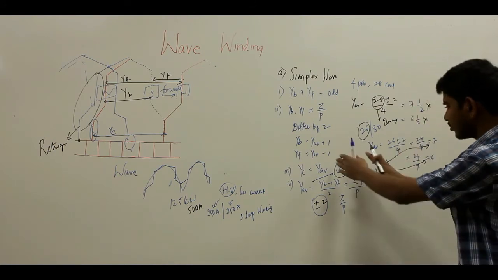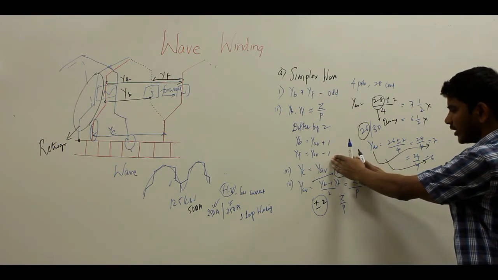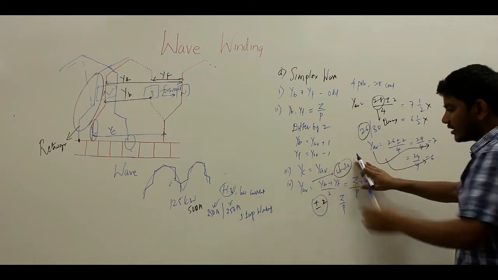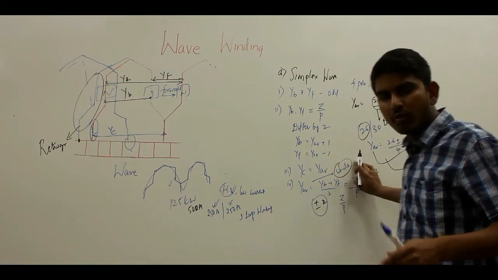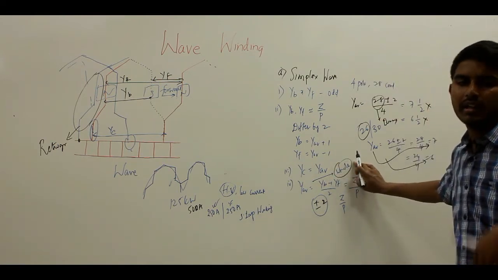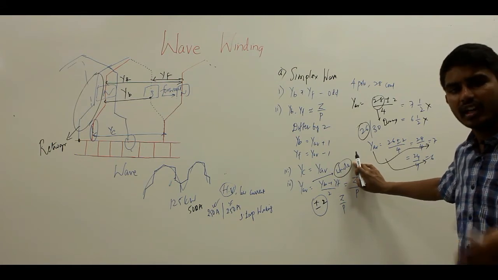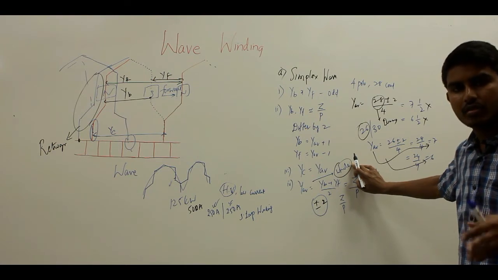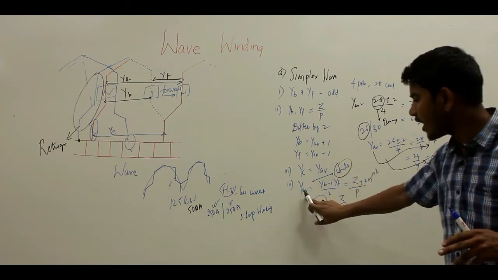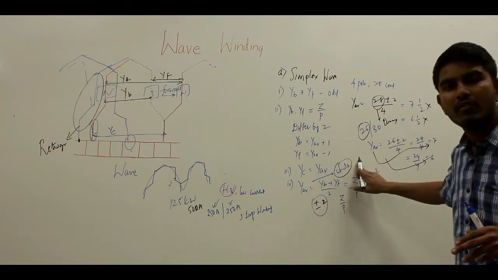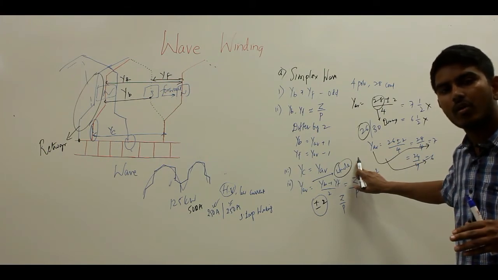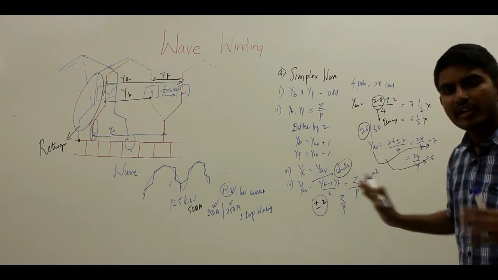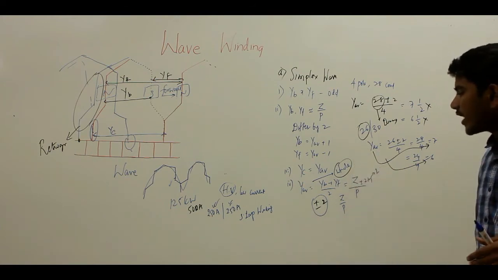So that means you have to incorporate the average pitch to be a whole number, and this machine cannot be wound for any number of conductors. You have to be selective while choosing the number of conductors so that your Y average must be a whole number. When Y average is a whole number, the winding closes itself including all the coil sides. So this is what we mean by the Y average.